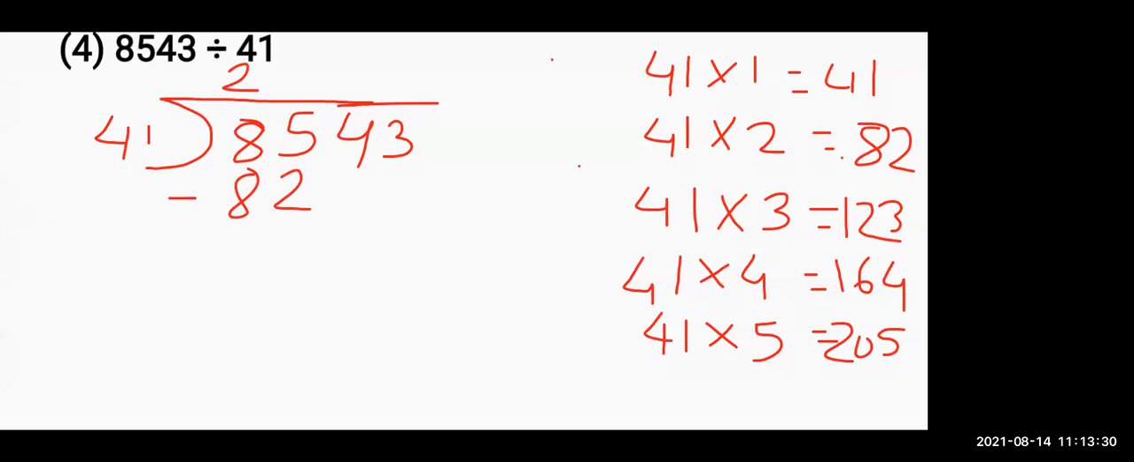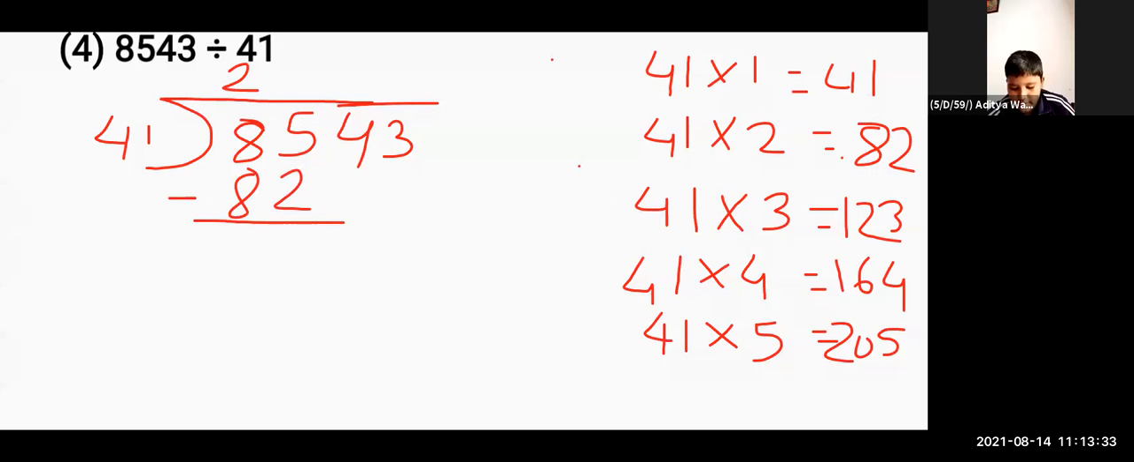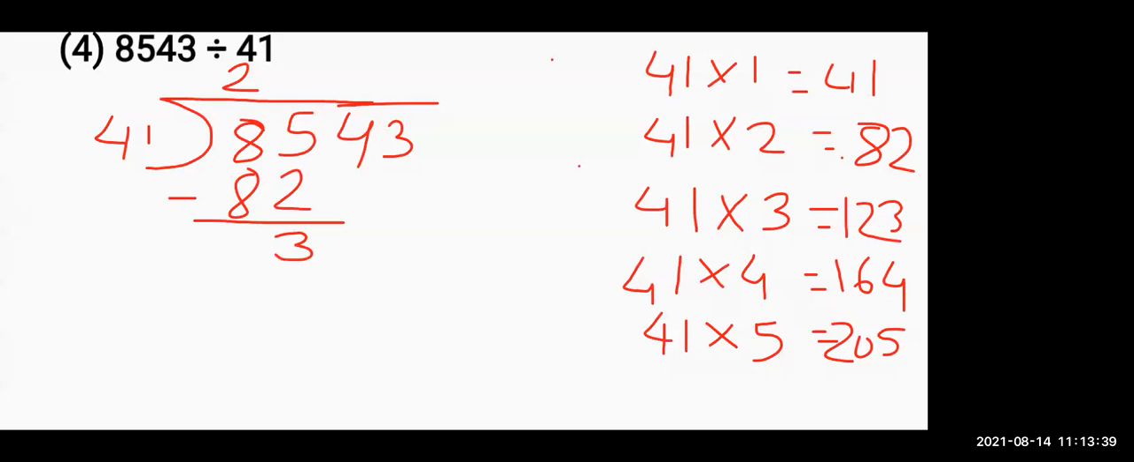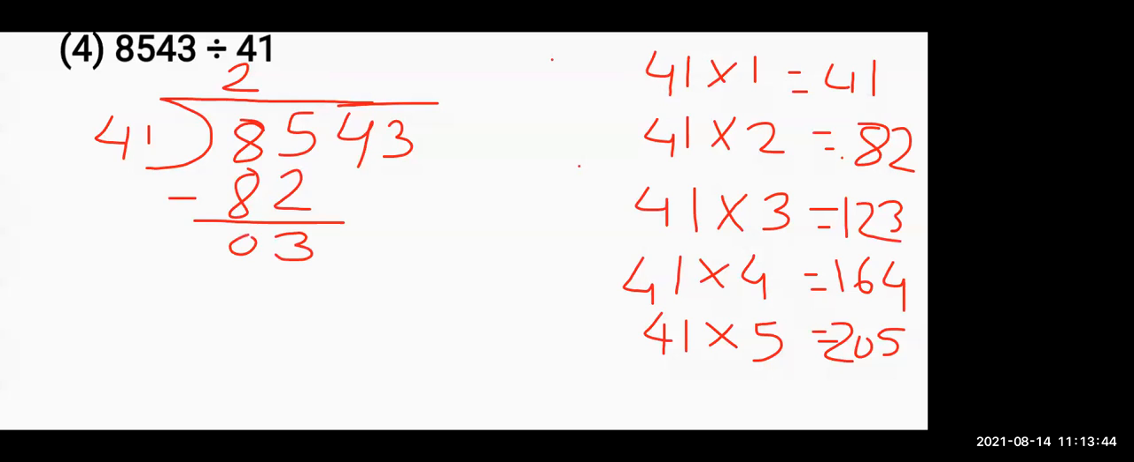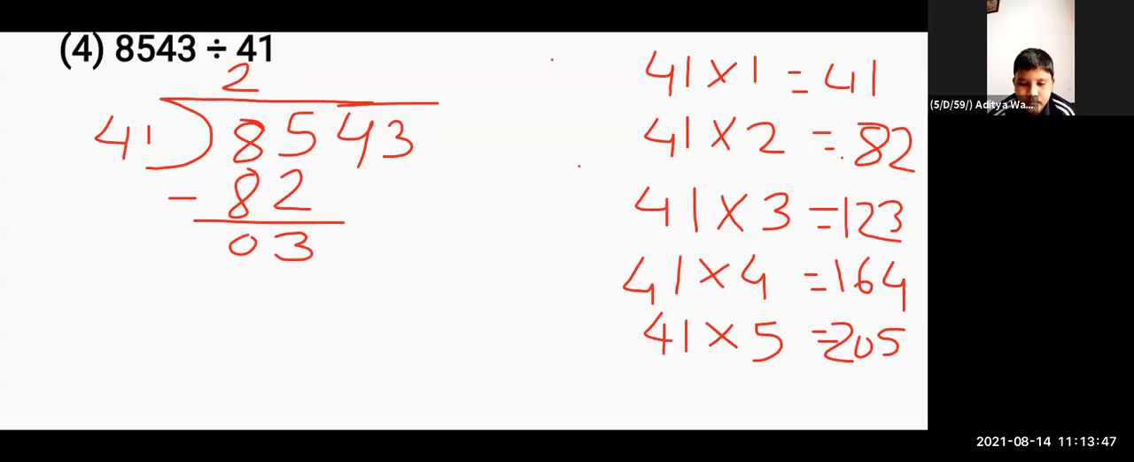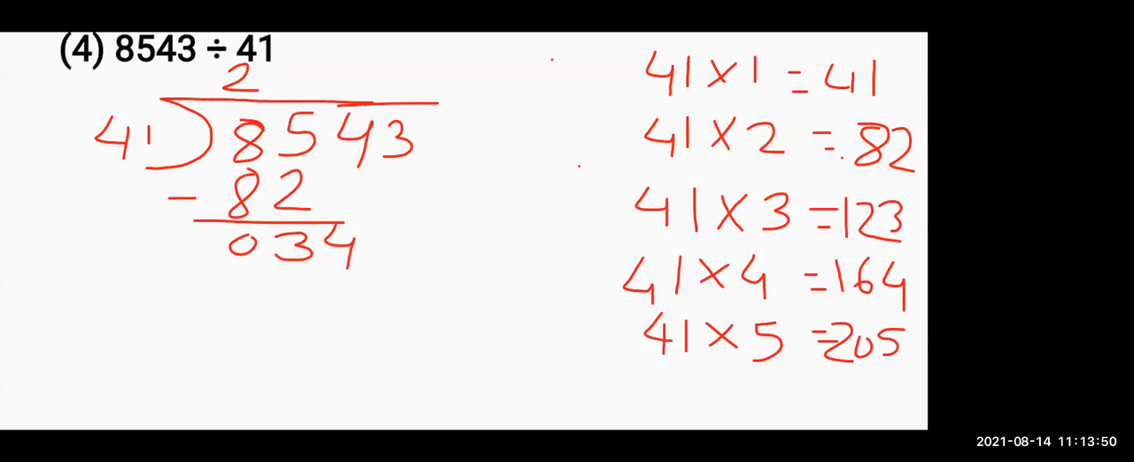41 twos are 82. Chalo. 5 minus 2, 3. Okay. 8 minus 8, 0. Okay. Now which number will we carry down? 4. Okay. So what should I take now? 34. Okay. Just listen, students. Now in this 41 table, 34 is not coming. So at that time, you will take the next number also. This 3 number also you will take down. But before taking this 3 down, there is a rule: you have to put 0 over here.